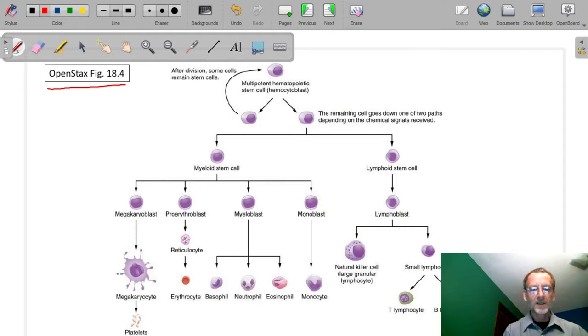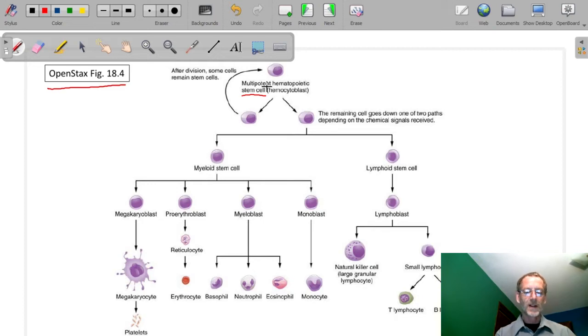It starts up here at the top with stem cells, and these are referred to as hematopoietic stem cells, so they're blood stem cells. And multipotent means that this stem cell can differentiate into other types of blood cells, multiple blood cells, but it can't develop into hair cells, bone cells, muscle cells, etc. So these stem cells are limited to blood cells in their formation.